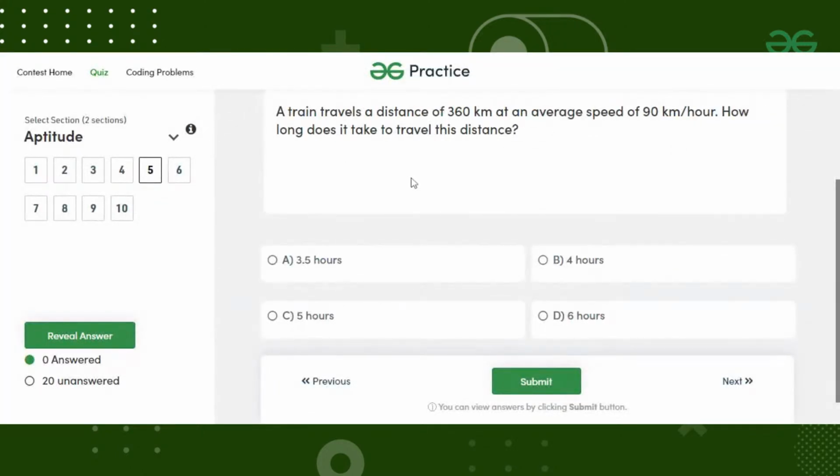A train travels a distance of 360 km at an average speed of 90 km per hour. How long does it take to travel the distance? So distance is simply speed times time. We need to find out the time. So time is simply the distance traveled divided by the speed. If you divide 360 by 90, what will we get? We will simply get 4 hours. That is the answer to this question.